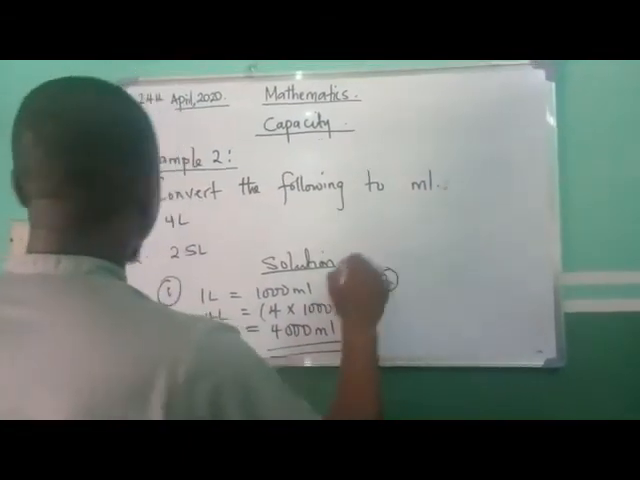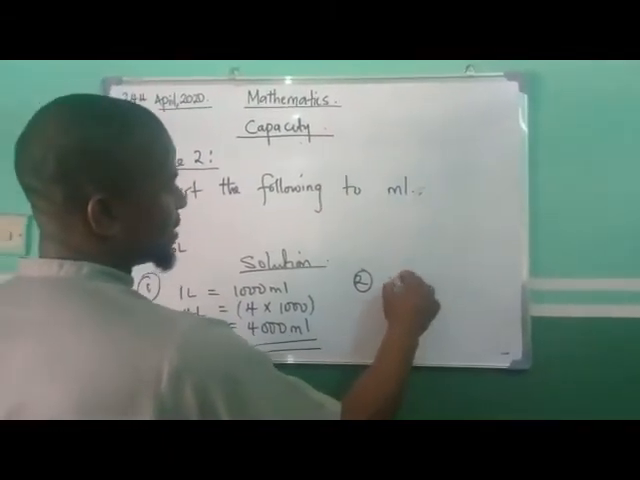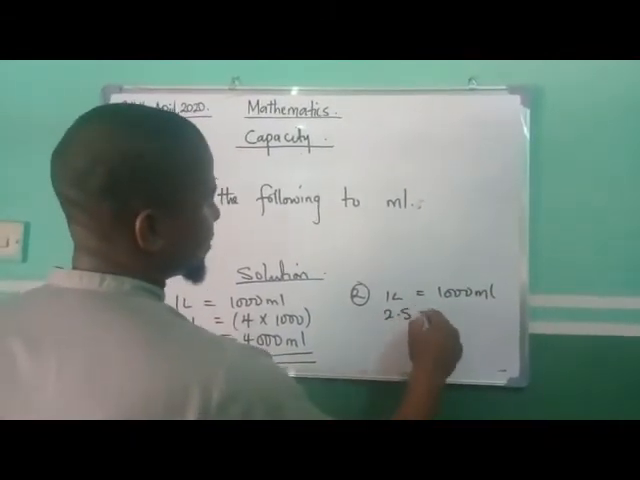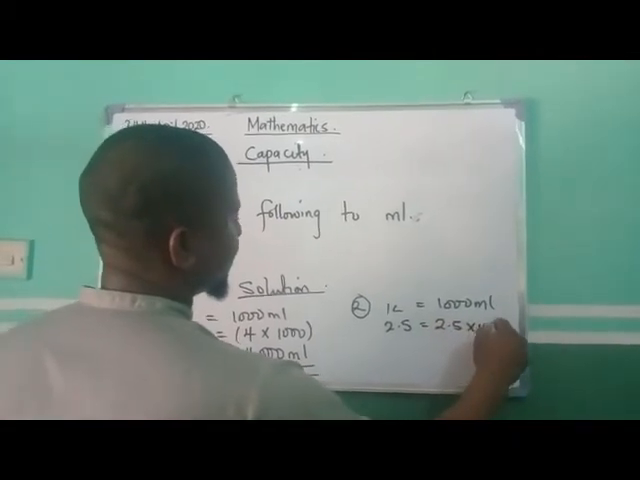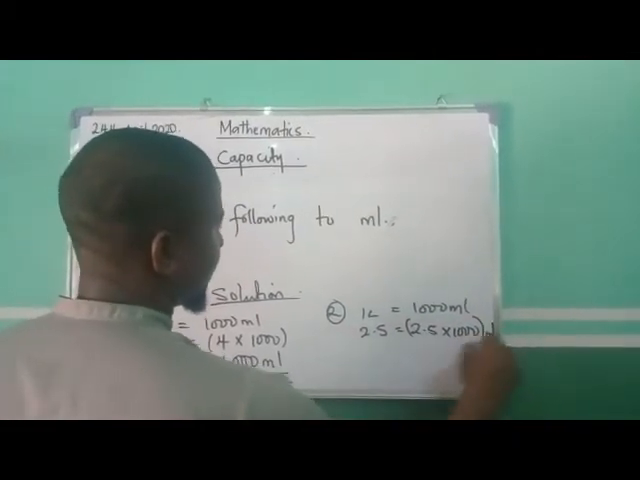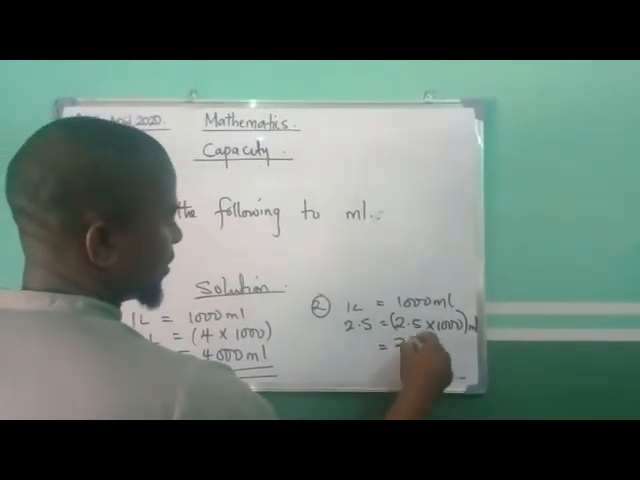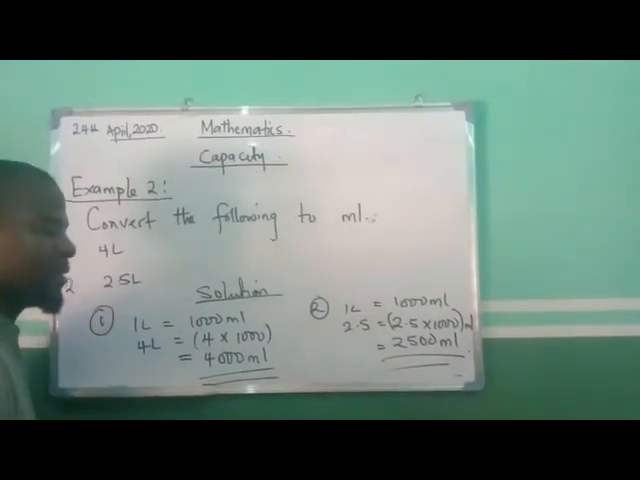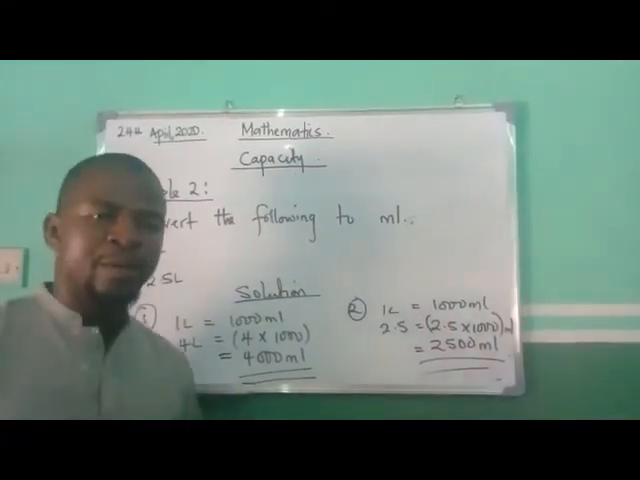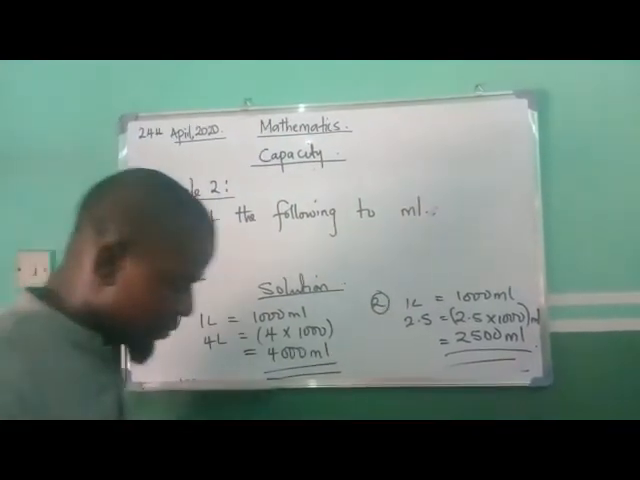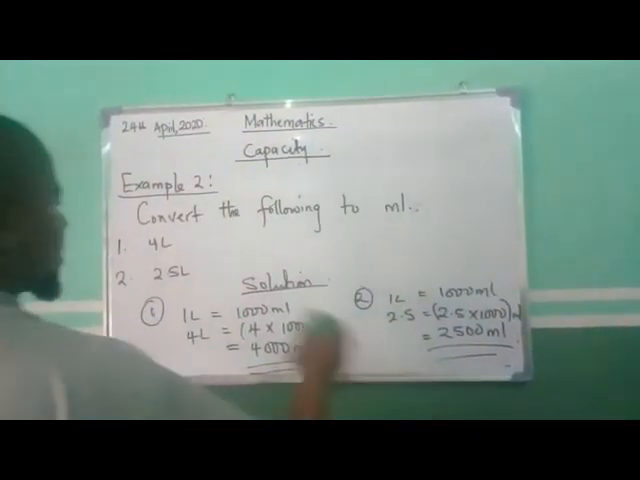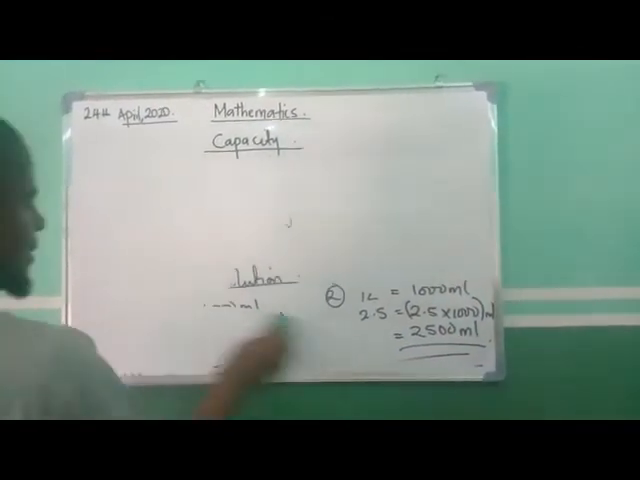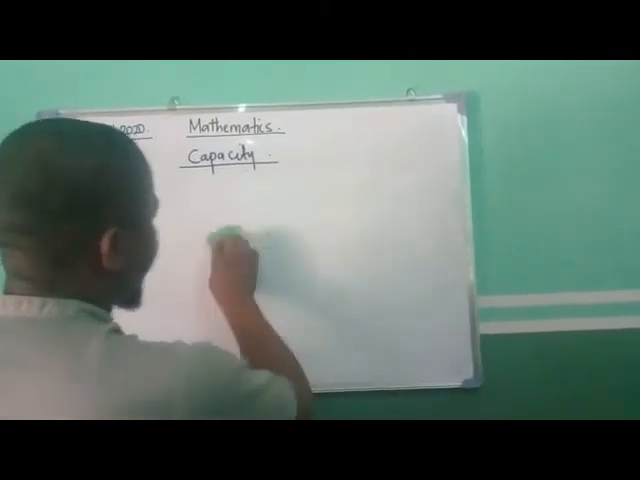For the second one, I still know that 1 liter is 1,000 mils. So 2.5 liters will be 2.5 multiplied by 1,000 mils. And this will give me 2,500 milliliters. If you do this in your notebook, you'll be able to get the answers right. So very quickly now, let me just give you exercises based on these 2 examples. Inshallah, we are going to be looking at other units in our next class.